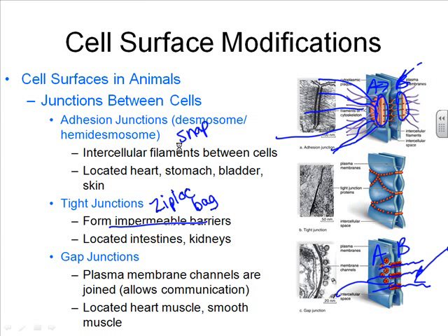Cells that we want there to be communication, like the heart, we want it to work in unison, work together. Smooth muscle, you want to work in unison, work together. They would have a gap junction. Now these are all in animal cells. We have a desmosome, a tight junction, a gap junction. Animal cells have material outside of their cells like fibronectin, elastin, collagen.